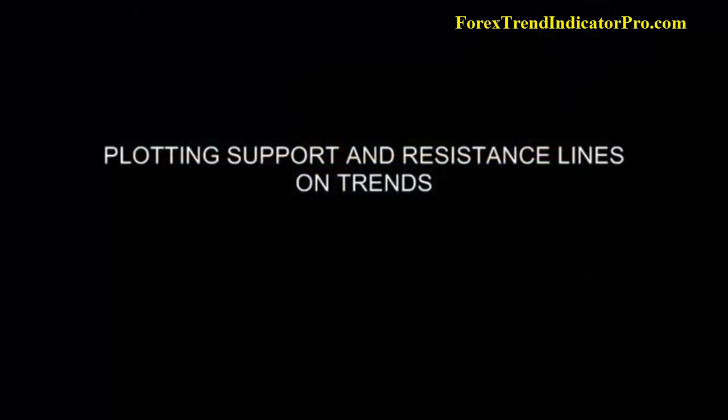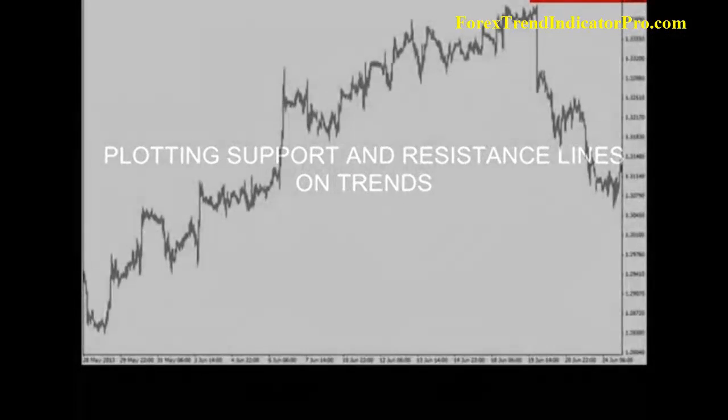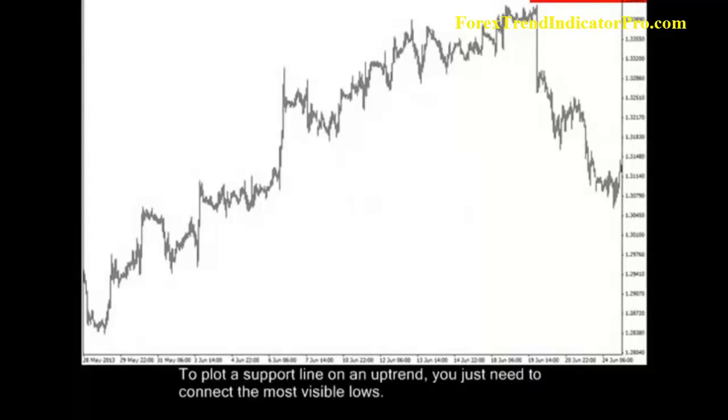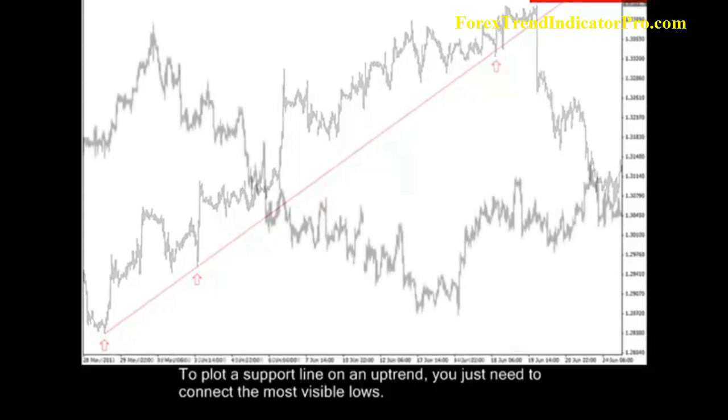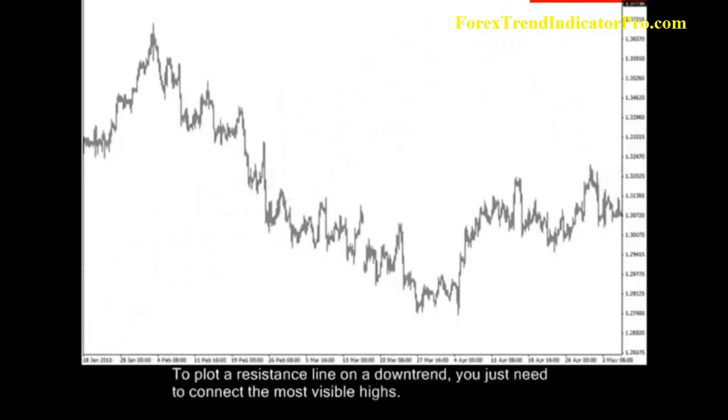Plotting support and resistance lines on trends. To plot a support line on an uptrend, you just need to connect the most visible lows. To plot resistance line on a downtrend, you just need to connect the most visible highs.